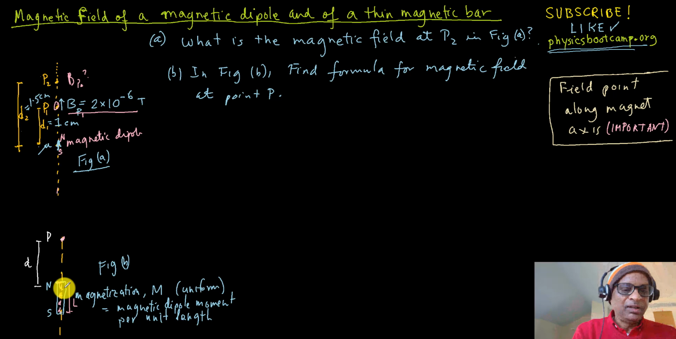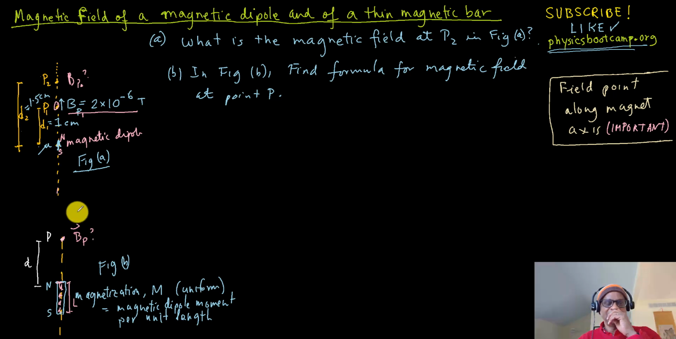So what is the magnetic field? What's the formula for B at P? Okay, what's the formula for that? Can we get a formula for that? Okay, so these are two questions. Maybe you can practice them, and I will pause this video.